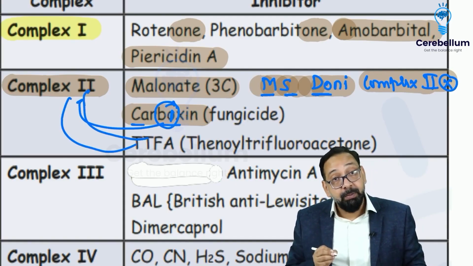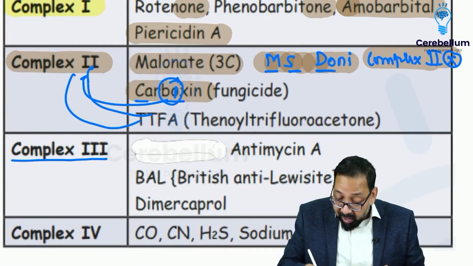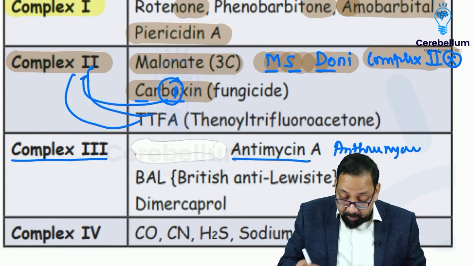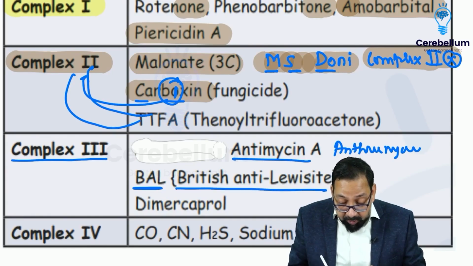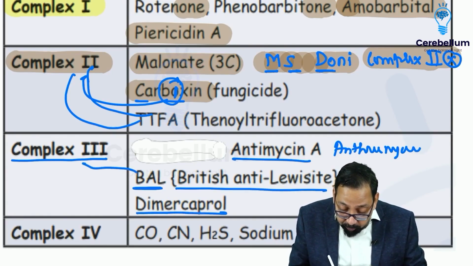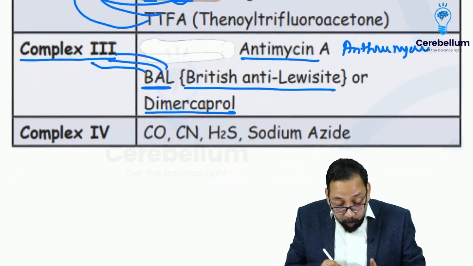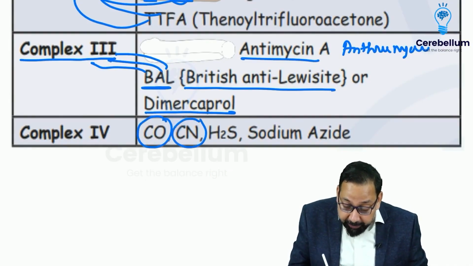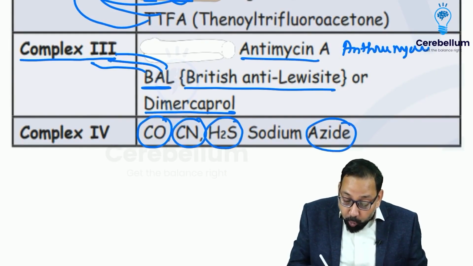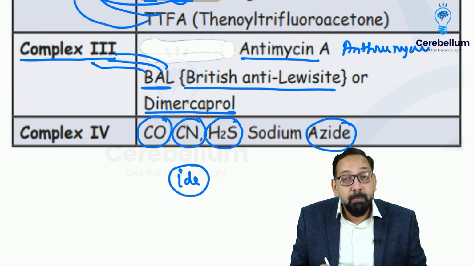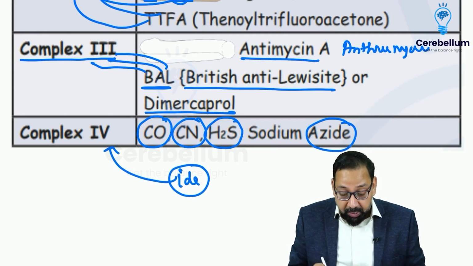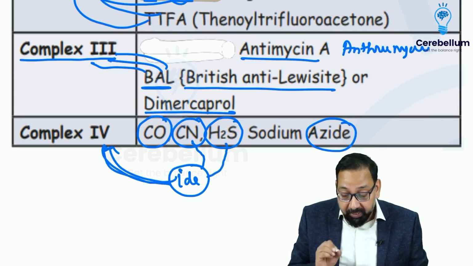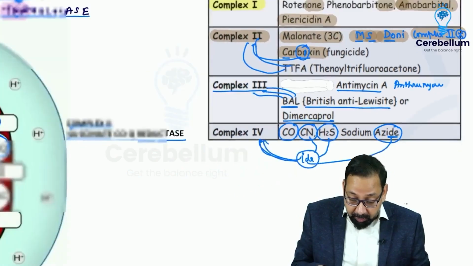So that is the complex 2 inhibitor. Complex 3 inhibitors: antimycin, BAL (British anti-lewisite, or dimercaprol). How many letters? 1, 2, 3. Three letters are there. Inhibitors of complex 4: carbon monoxide, cyanide, H2S, azide. All these have 'ide' at their end. Carbon monoxide, cyanide, hydrogen sulfide, azide inhibit complex 4.